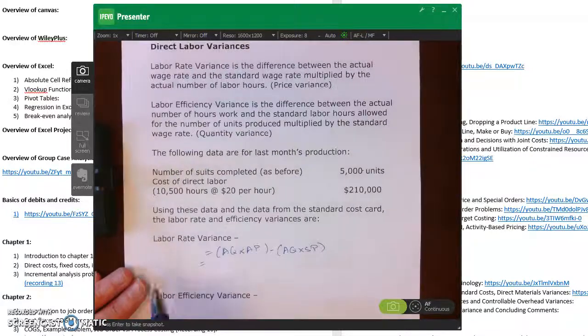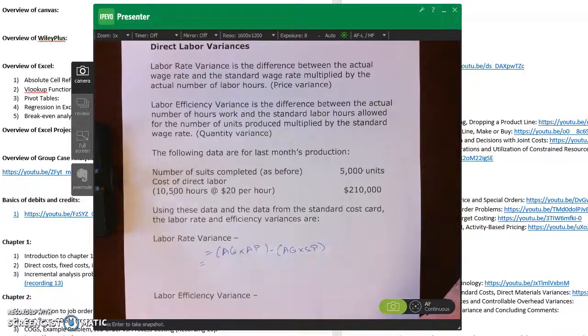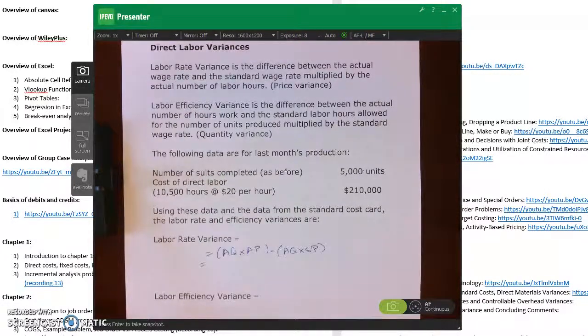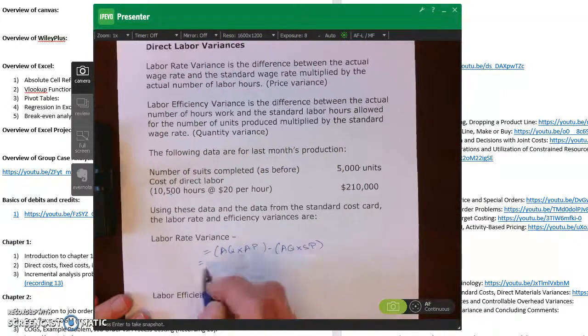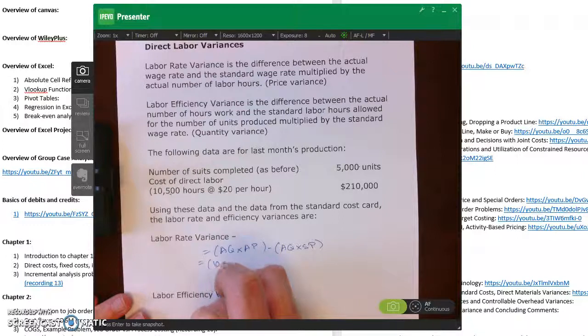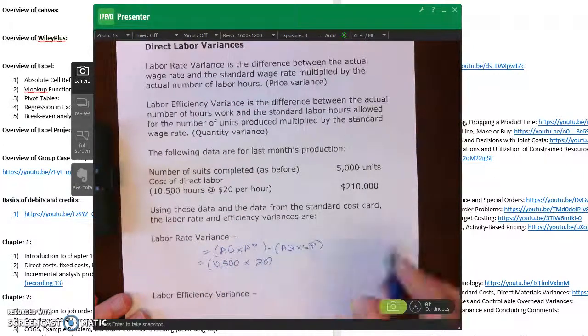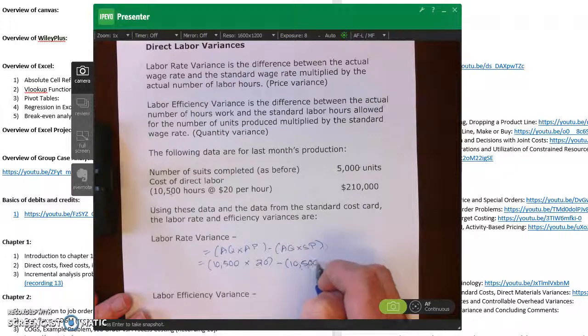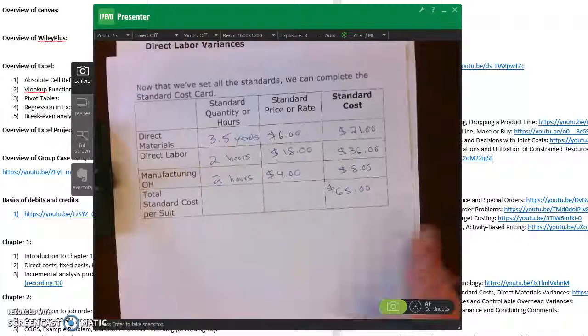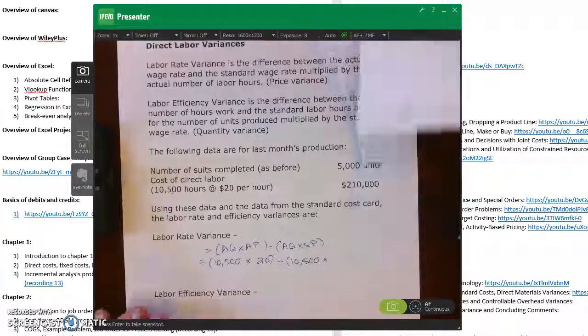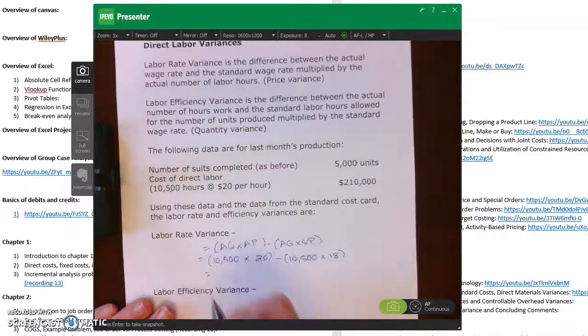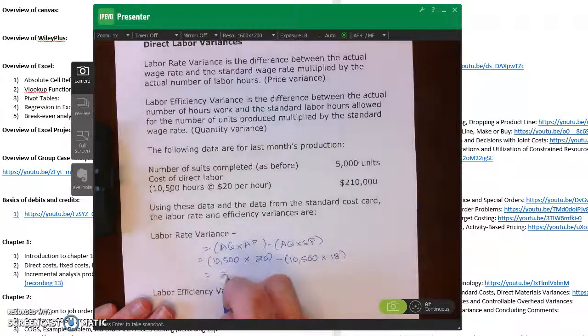So how many hours did I actually use? 10,500. How many hours did I use, and how many hours did I pay for? Now these two are going to be the same, right? That's different than the direct materials, where the amount of materials that you bought could be different than the amount of materials that you used. In this case, the AQ will be the same because if they work those hours, we have to pay them. Okay, so we're going to say our 10,500 hours that we paid for times the actual price of $20 an hour, minus the 10,500 hours times the standard price, and then we have to look back over here at our standard cost card, and it's $18 an hour. You come over here, and that gives us a variance of 21,000.